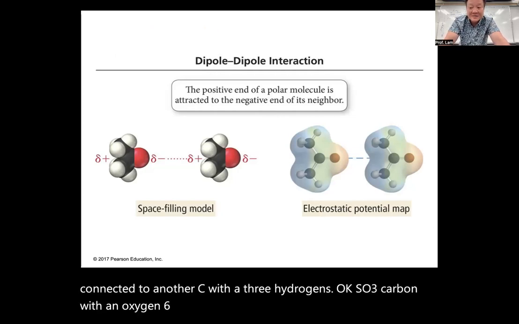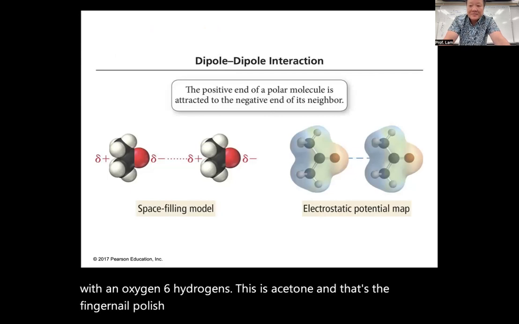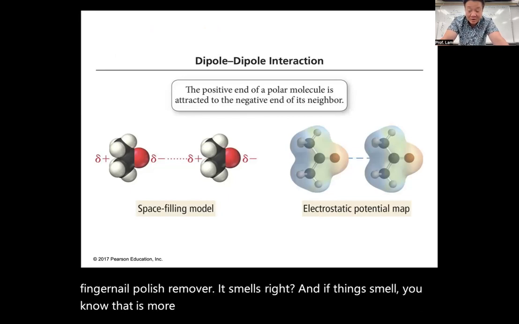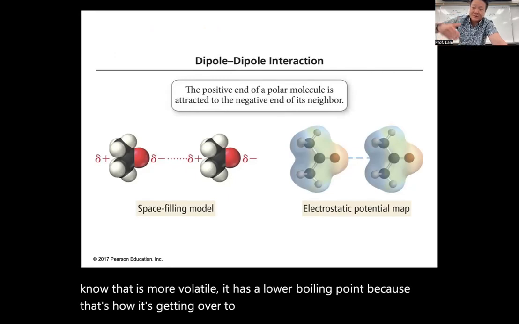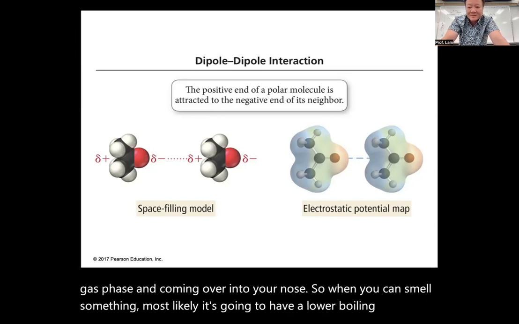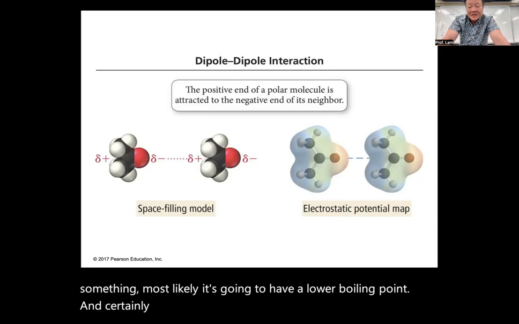This is acetone, and that's the fingernail polish remover. It smells, right? And if things smell, you know that it's more volatile. It has a lower boiling point, because that's how it's getting over to your nose. It's going into the gas phase and coming over into your nose. So when you can smell something, most likely it's going to have a lower boiling point, and certainly acetone does. Okay. So acetone, though, has dipole-dipole forces.